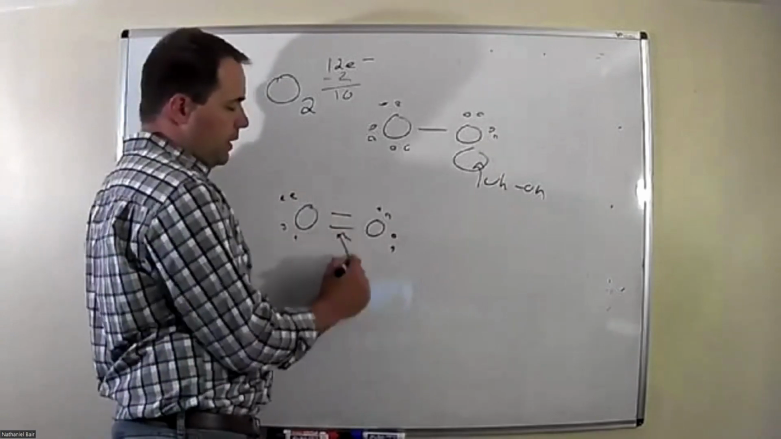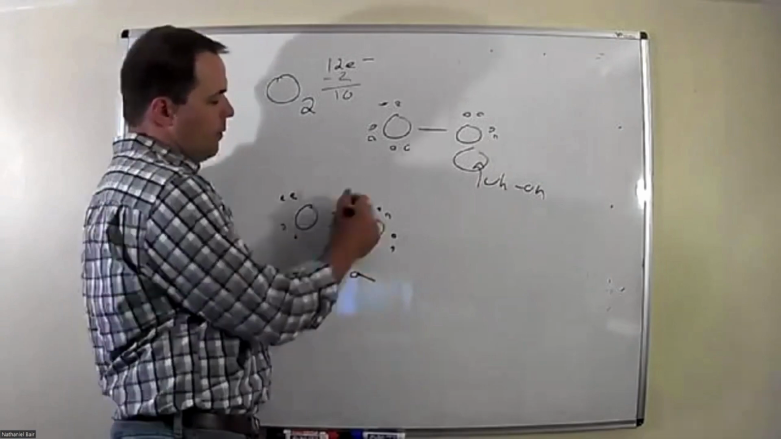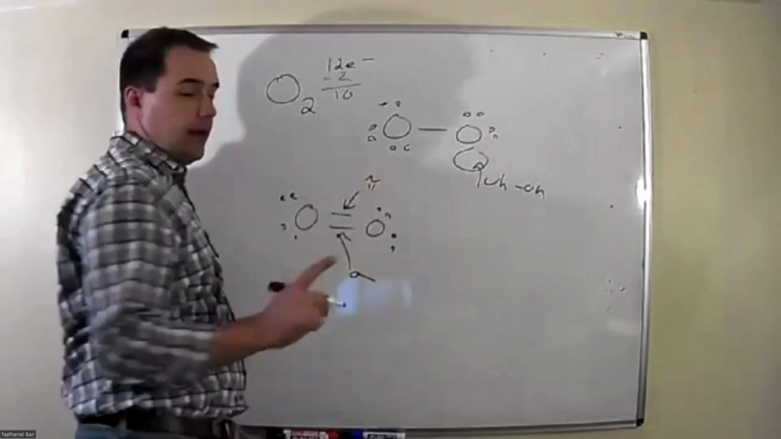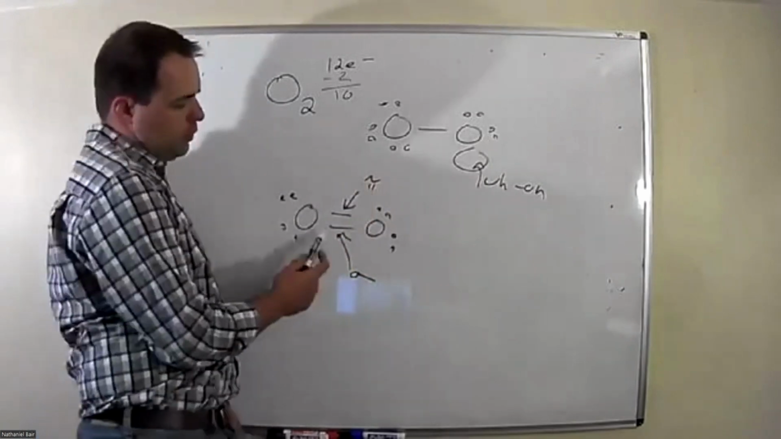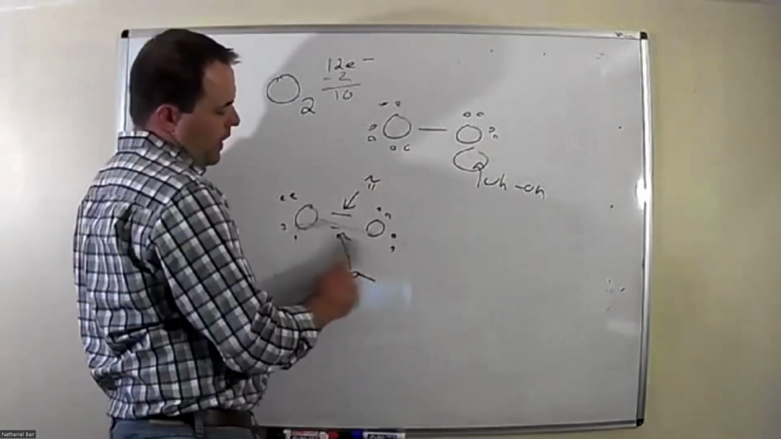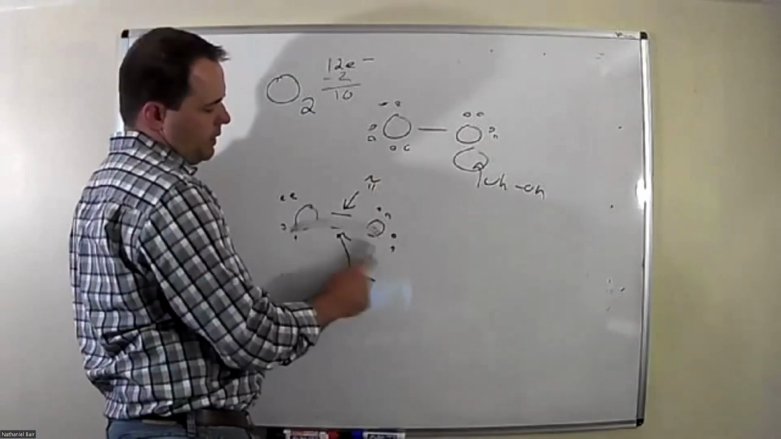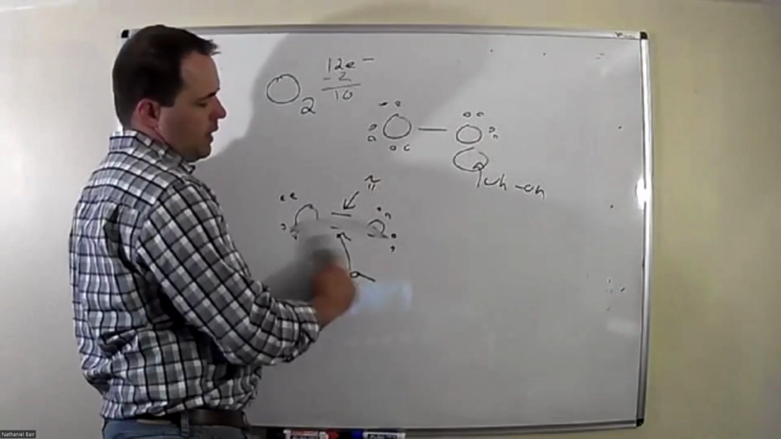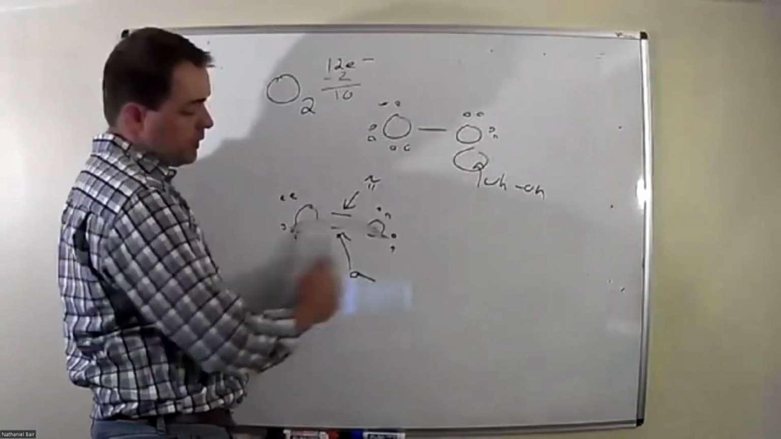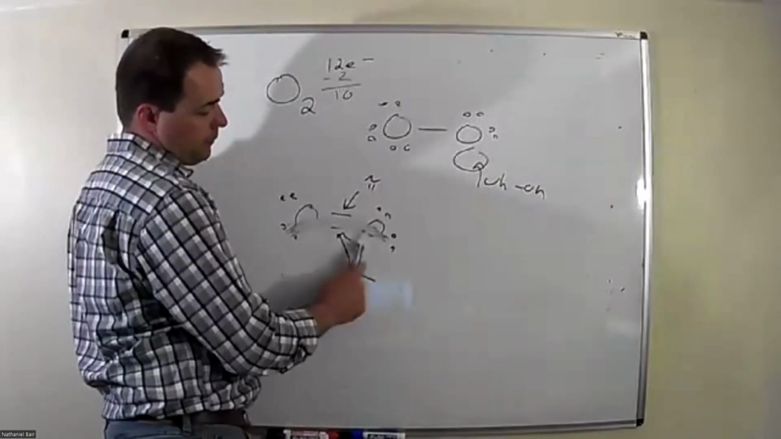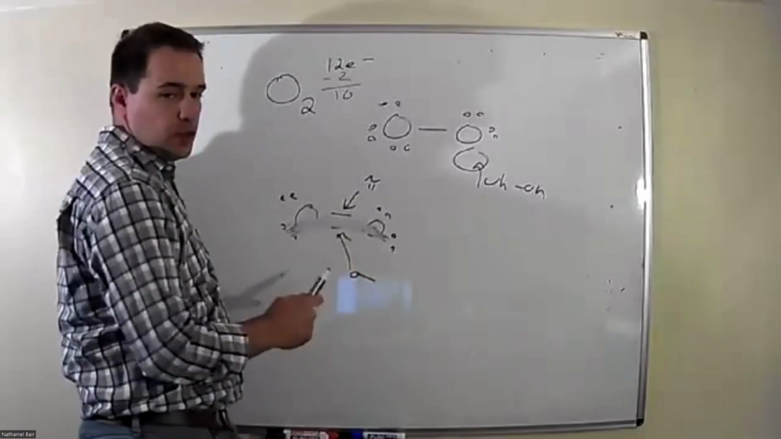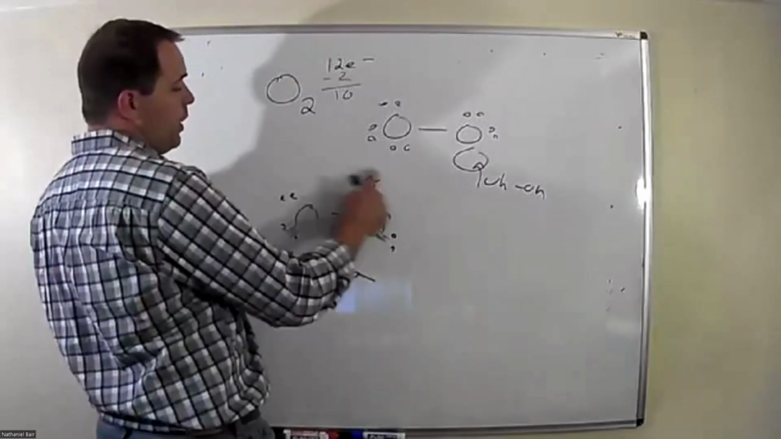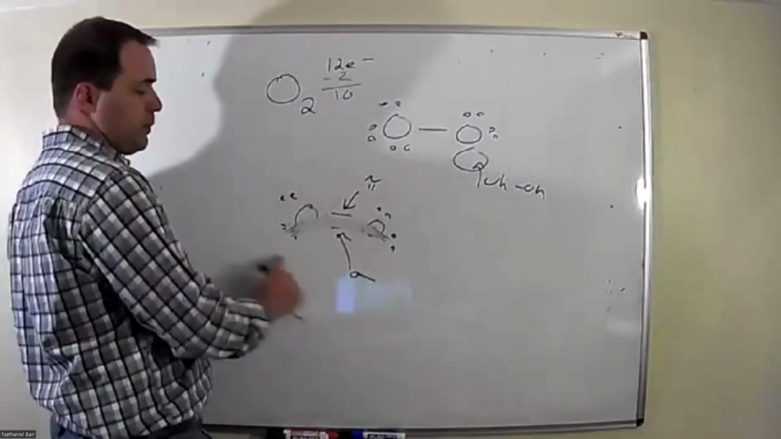Now, the first bond is always going to be sigma, but the second is going to be pi. Let's talk about why. 2 of the electrons are going to get shared back and forth between the two atoms in the internuclear space, making that sigma bond. But this space is now taken up. So where do these 2 electrons get shared? They actually get shared above and below the internuclear space.